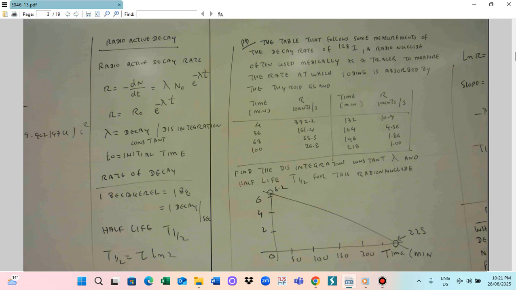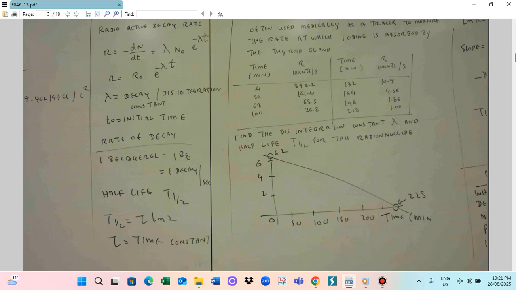So this is for the radioactive decay equation. One becquerel, 1 Bq, is 1 decay per second. So this is the rate of decaying. This is for the time for the nuclear activity to reduce to half, the T half. T half is equal to tau into ln2, where tau is the time constant. So basically you can calculate the half-life T half. This is for the table.